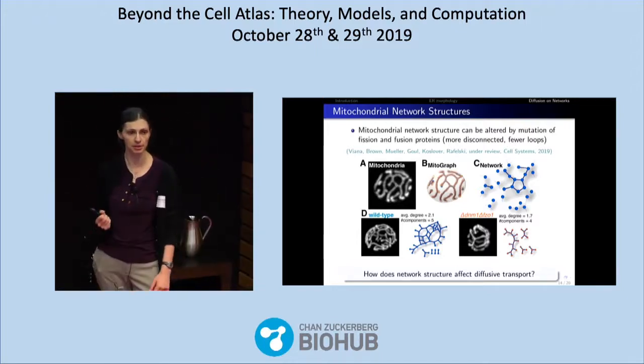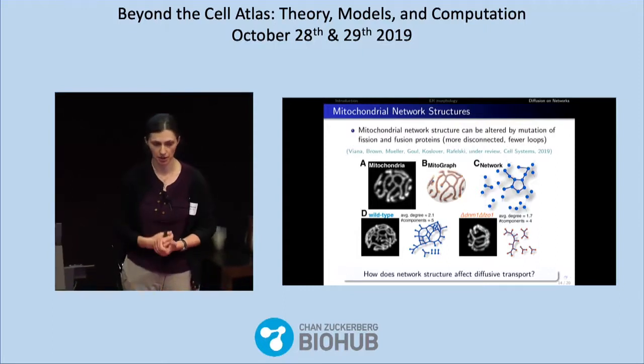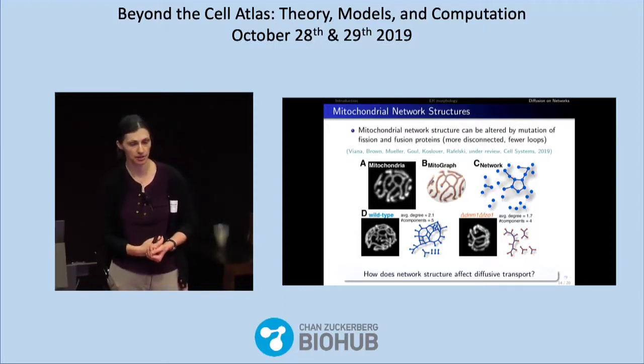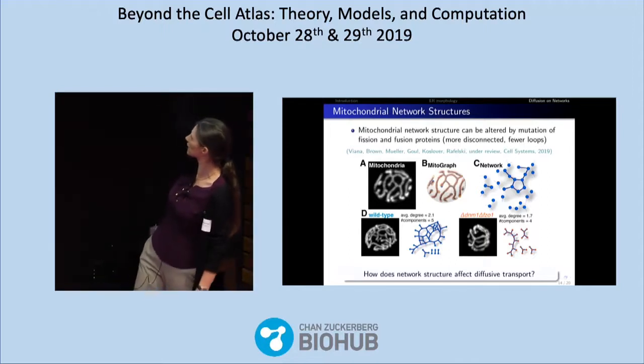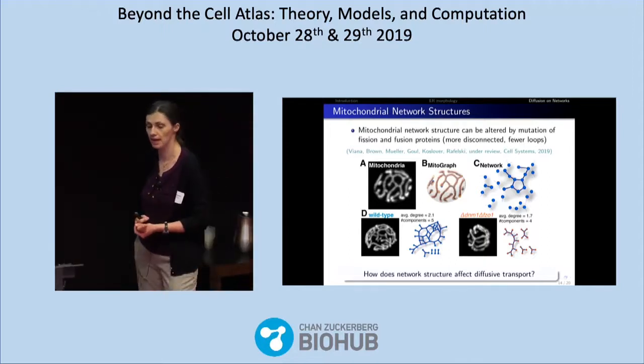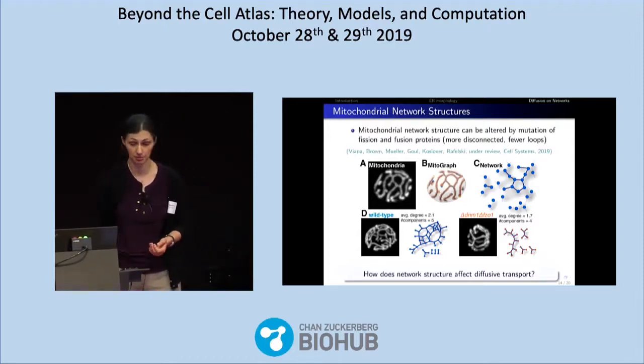They also had mutant cells where they mutated the fission and fusion proteins responsible for mitochondrial dynamics. And those mitochondria still form networks, but the connectivity is different. So these networks tend to be much less well connected. And so we wanted to ask, how do these different network structures affect the diffusive transport of particles?